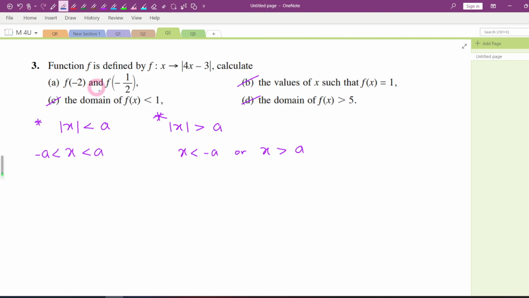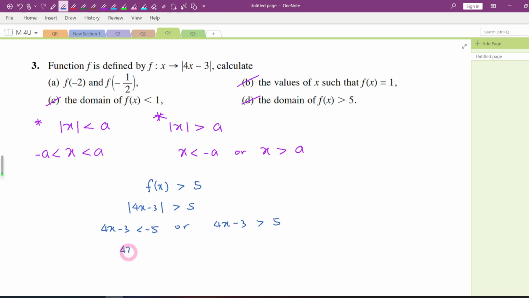Now let's go to part D. The domain is the same thing, but this time it becomes greater than 5. Just now it was less than, right? We use this one. Now for greater than, we are going to use this one. F of x is greater than 5. F of x is equal to this. Modulus 4x minus 3 is greater than 5. Then according to these rules, it will be 4x minus 3 is less than negative 5, or 4x minus 3 is greater than 5.